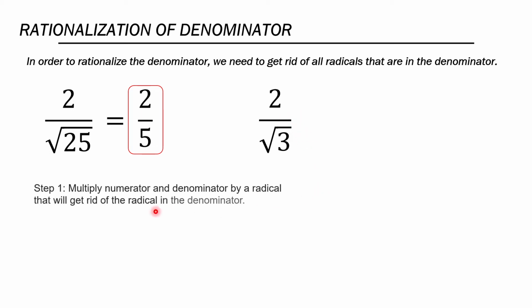First is, we will multiply the numerator. Imo-multiply daw natin itong numerator 2 and denominator 3 by a radical. That will get rid of the radical in the denominator. So, imo-multiply daw natin itong both numerator and denominator by a radical para mawala itong radical na nasa baba. So, meaning, we need a perfect square. Since this is a square root, we need a perfect square number na nasa loob para mawala yung radical.